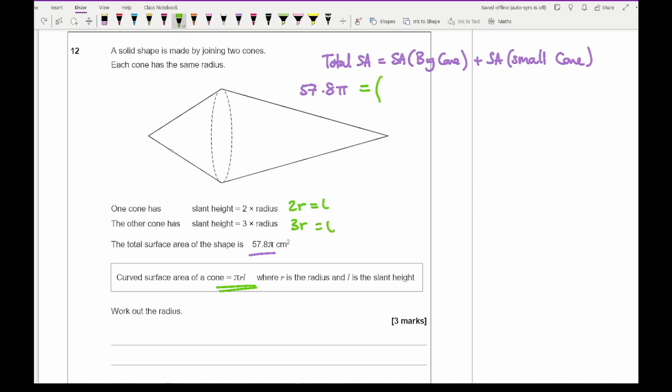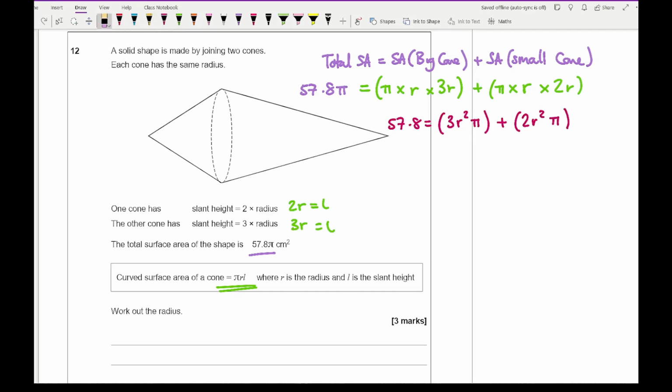So then here I've got pi times the radius, which is r, times the slant height, which is 3r. And then I need to work out the surface area of the small cone, so that's going to be pi times the radius, and it's got an L value of 2r. Now simplifying all of this, what we end up with is 57.8 equals 3r squared pi plus 2r squared pi.